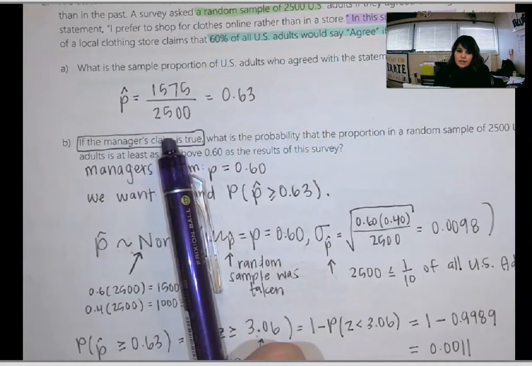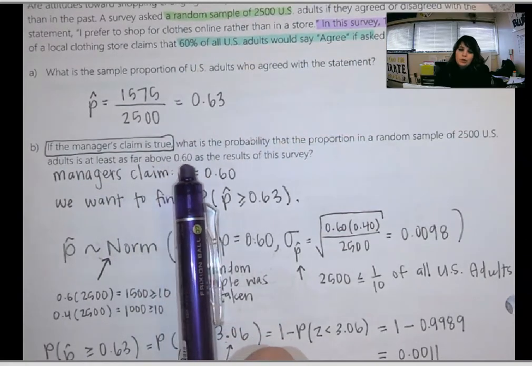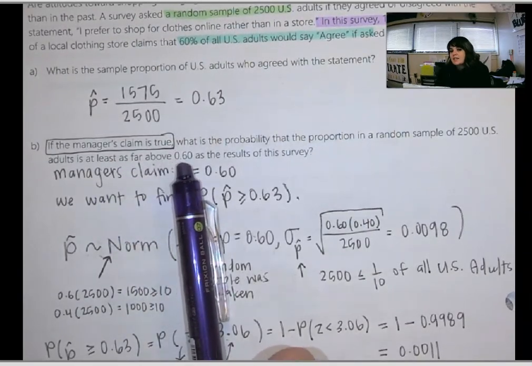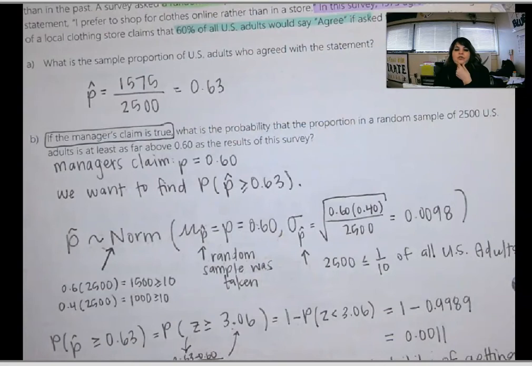If the manager's claim is true, what is the probability that we would get a sample of 0.60? So at least as far above 0.60 as the results of this survey. Let me read that one more time. If the manager's claim is true, what is the probability that the proportion in a random sample of 2,500 adults is at least as far above 0.60 as the results in this survey? At least as far above. So it can be that far above or more.